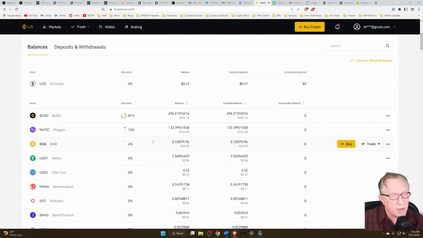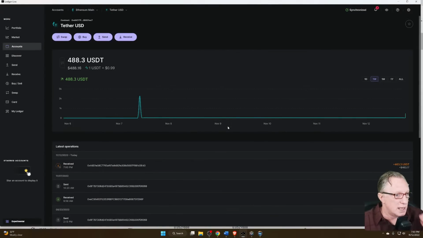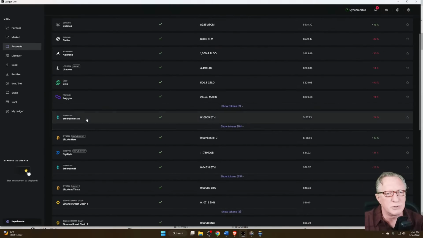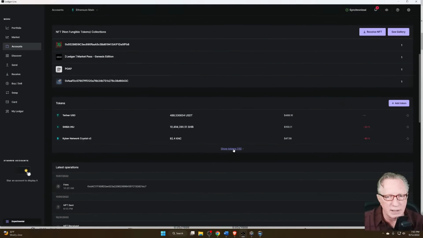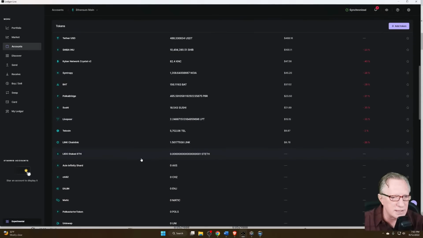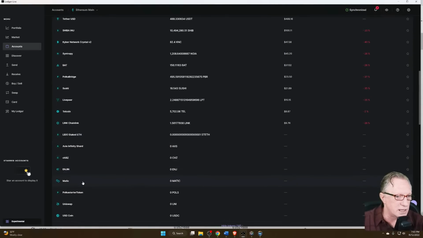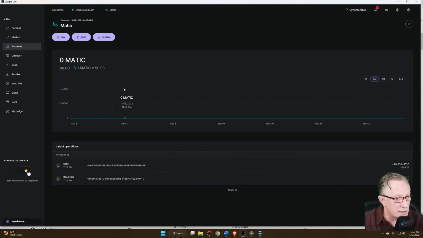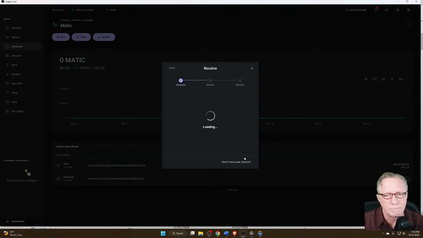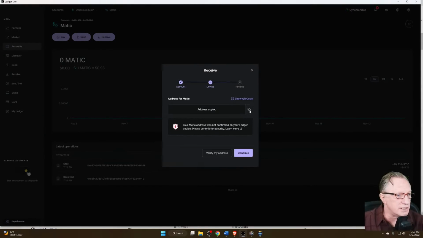Now, we can withdraw this MATIC to our Ethereum wallet if we want to as ERC20 MATIC, right? I really don't want to do that because it's much cheaper to use the MATIC network, right? Let's take a look though. If we go to Ethereum main, we can go down here. I think at some point I may have had some MATIC token in here. See, this MATIC token in my Ethereum wallet is ERC20 based MATIC. All right, let's grab that. Notice it's the same address.